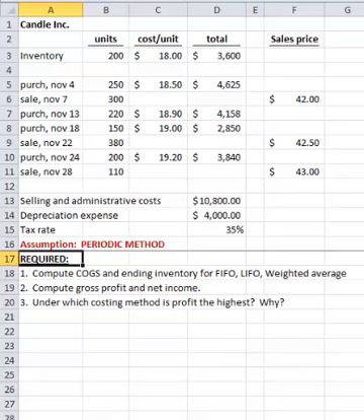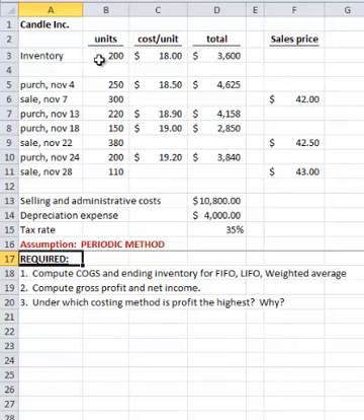So we're going to work on the periodic method, both FIFO, LIFO, and weighted average, and we're going to compute profit and net income and look at how each of the three methods impacts profits. We're doing the work for Candle, and here are their details.